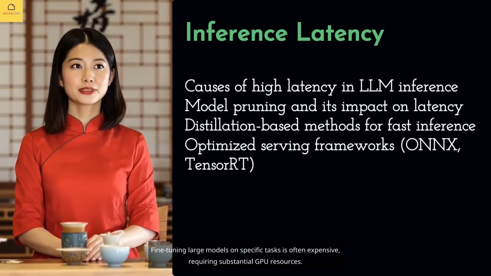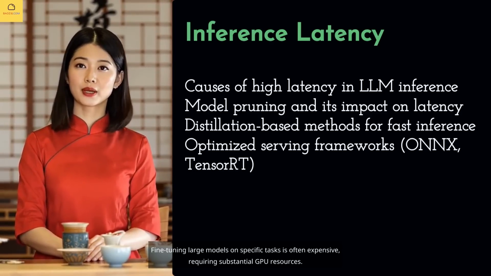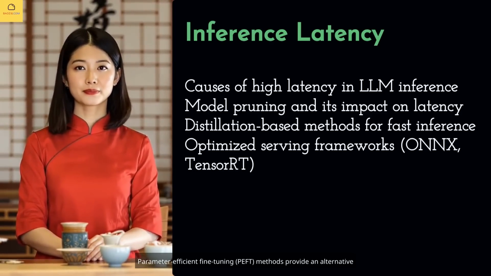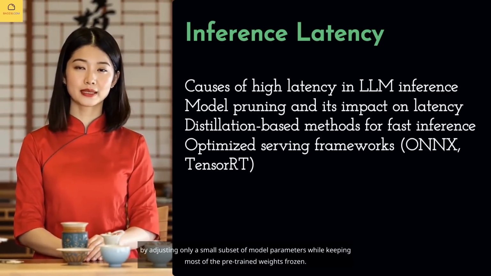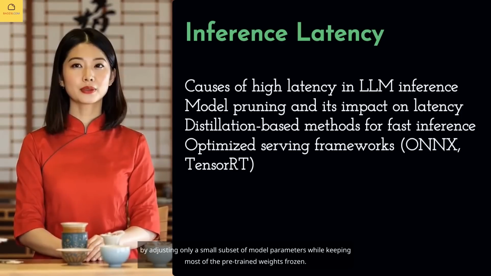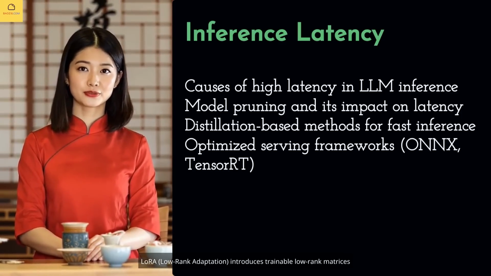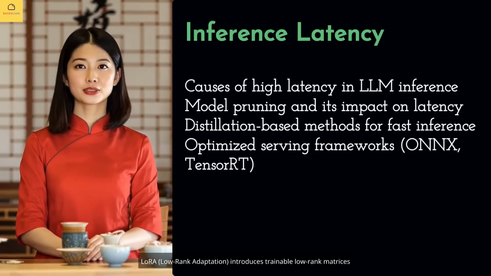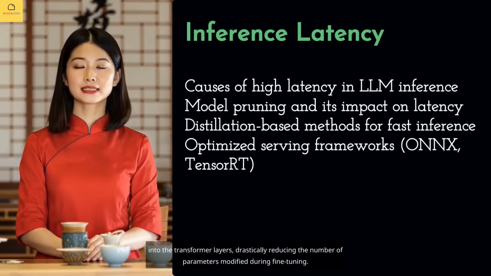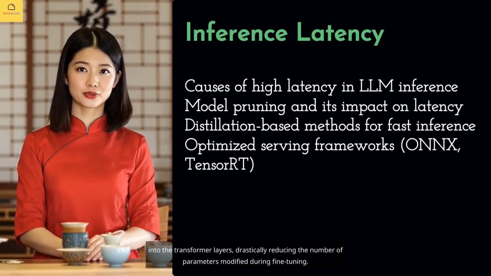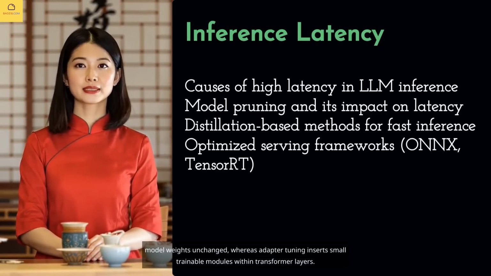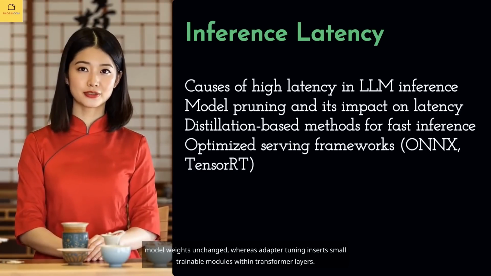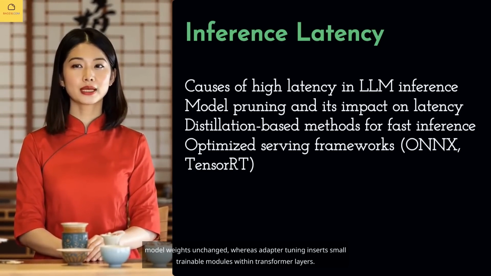Fine-tuning large models on specific tasks is often expensive, requiring substantial GPU resources. Parameter-efficient fine-tuning (PEFT) methods provide an alternative by adjusting only a small subset of model parameters while keeping most of the pre-trained weights frozen. LoRA, low-rank adaptation, introduces trainable low-rank matrices into the transformer layers, drastically reducing the number of parameters modified during fine-tuning. Prompt tuning modifies the input prompt embeddings while keeping the model weights unchanged, whereas adapter tuning inserts small trainable modules within transformer layers.